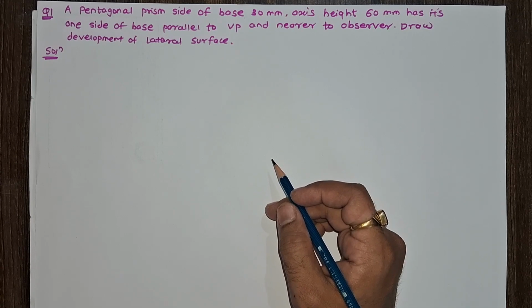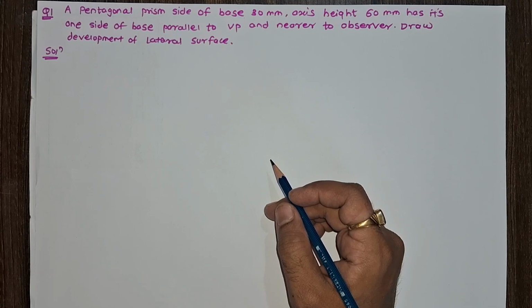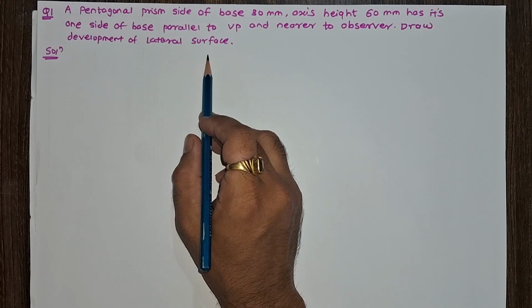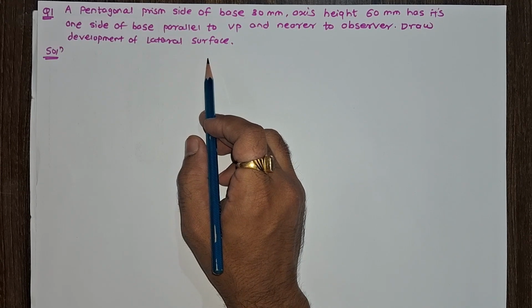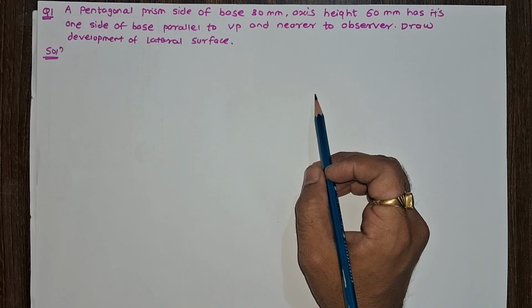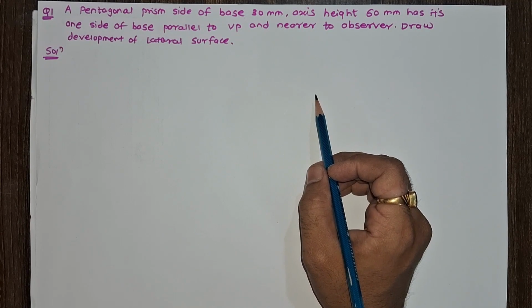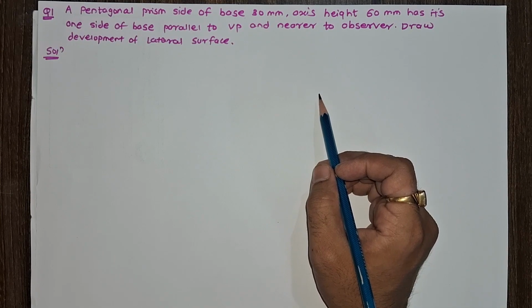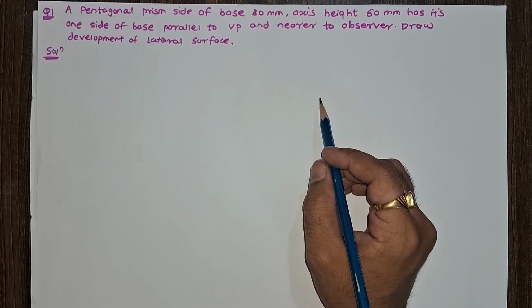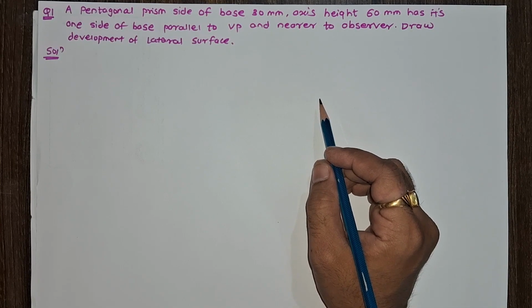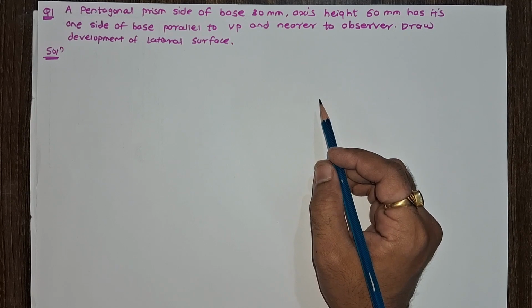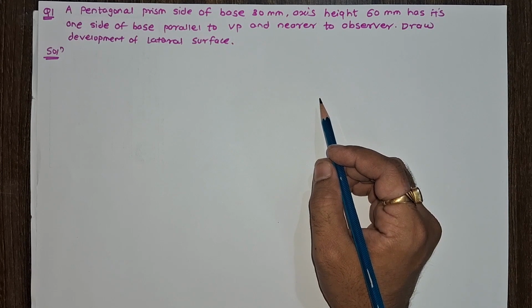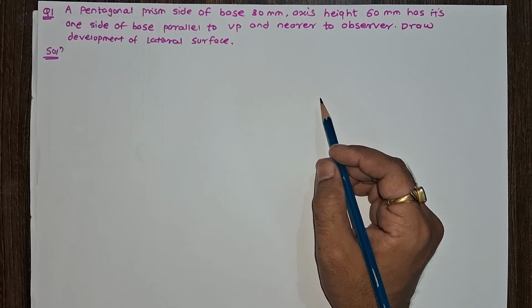Friends, in this lecture, we are going to solve a problem based on development of lateral surface of solid. We know that DLS is important in engineering graphics and it is used in sheet metal working operations. It is defined as when a surface of a solid is considered to be completely opened out and laid on a plane table, then this is called a development of lateral surface of solid.